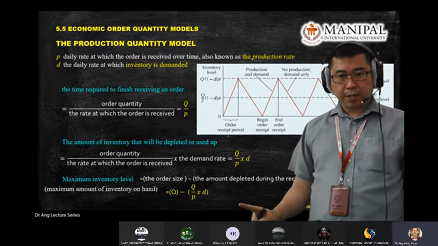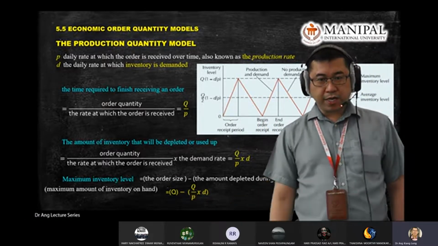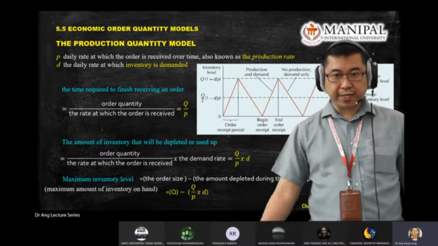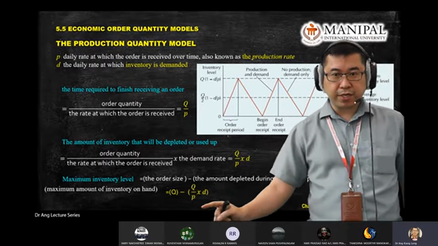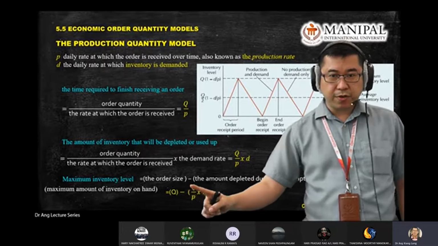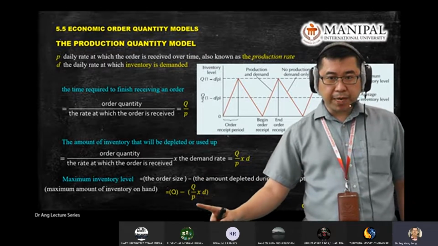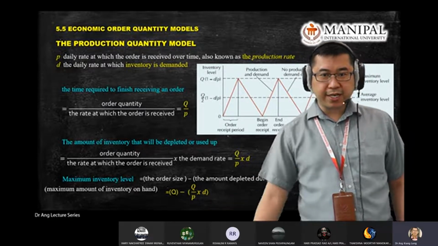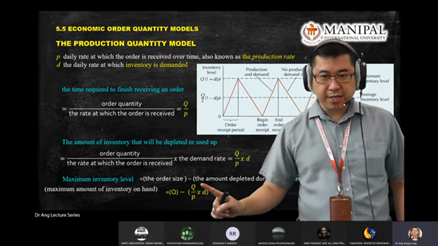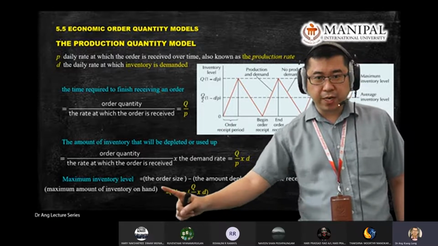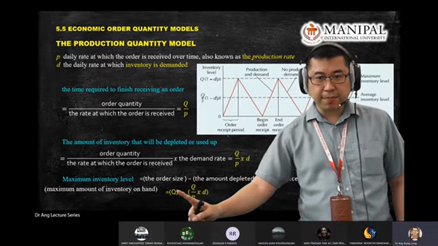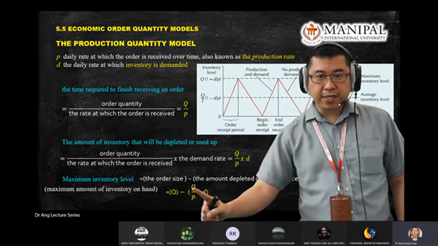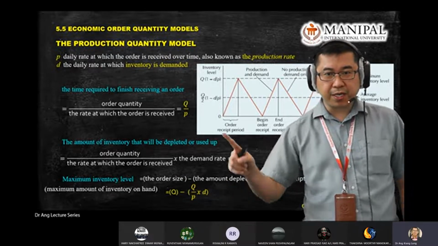Okay, so if you do the calculation and you factor the equation here, meaning you have Q minus Q divided by P times D, you factor the Q outside. This Q and this Q are the same. You factor outside 1 minus D divided by P. You get this equation.